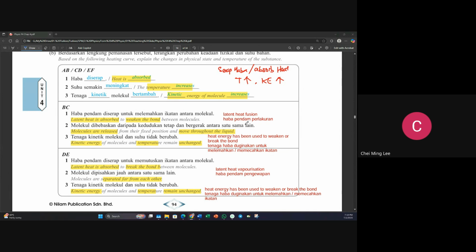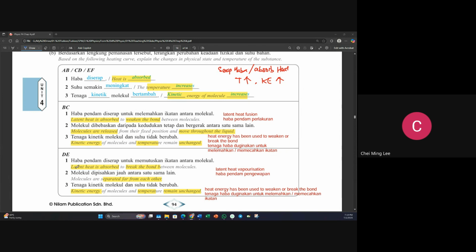So the energy content is higher. When energy content is higher, we say that atom or that molecule is excited. That's why they will break off from the fixed position and move around. And the kinetic energy of the molecules and temperature will remain unchanged. Why? Because the heat energy has been used to weaken or break the bond.